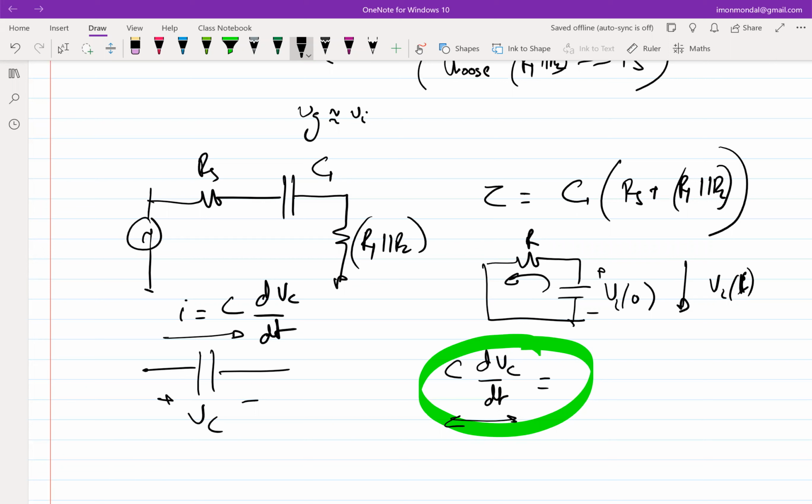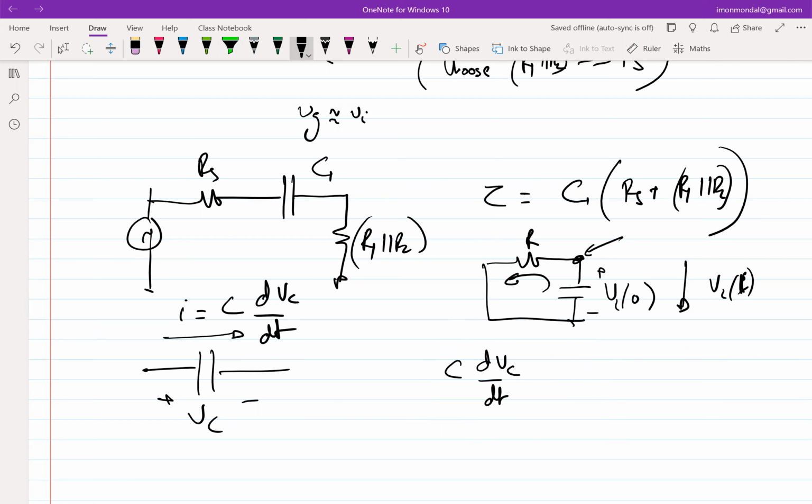Right, so the expression is fine. Depending upon whether VC increases or decreases, this entire thing will become plus or minus. Now if I turn my attention here, what do I get? This.